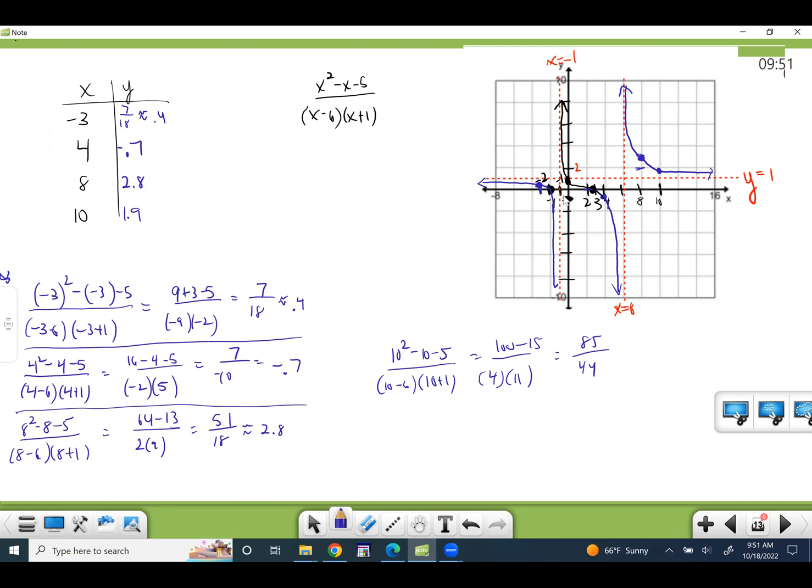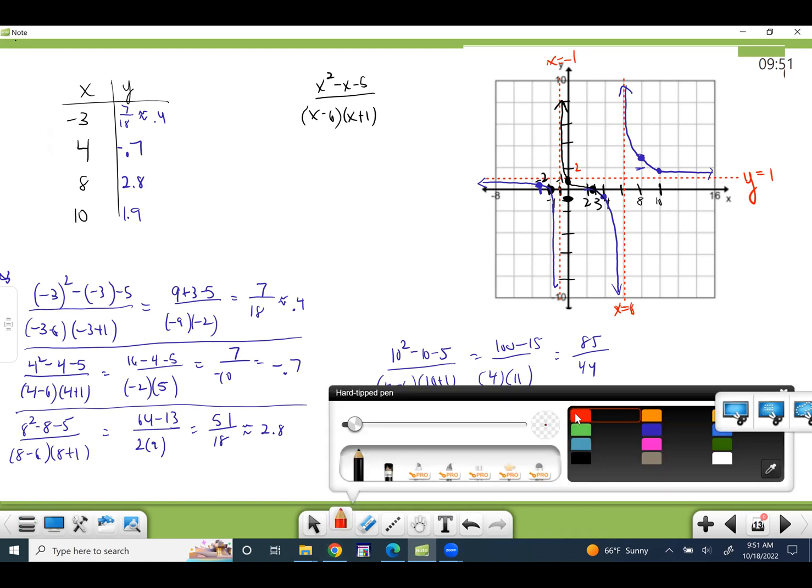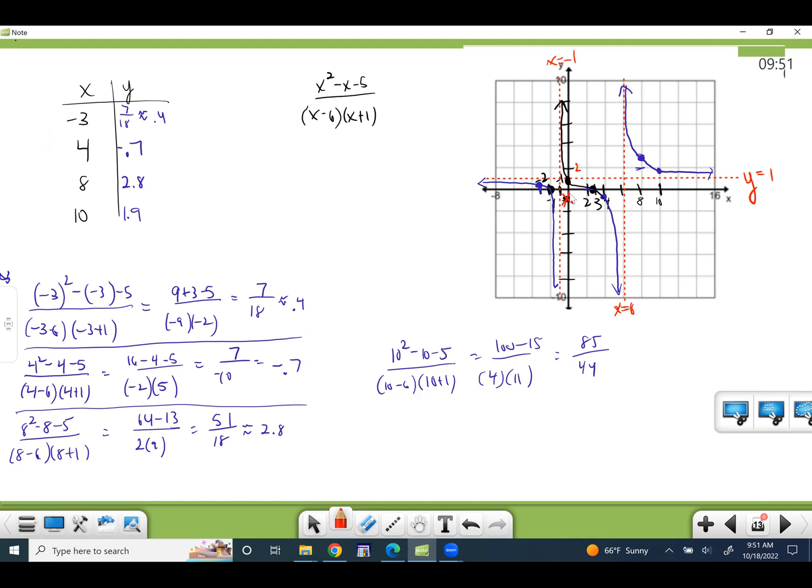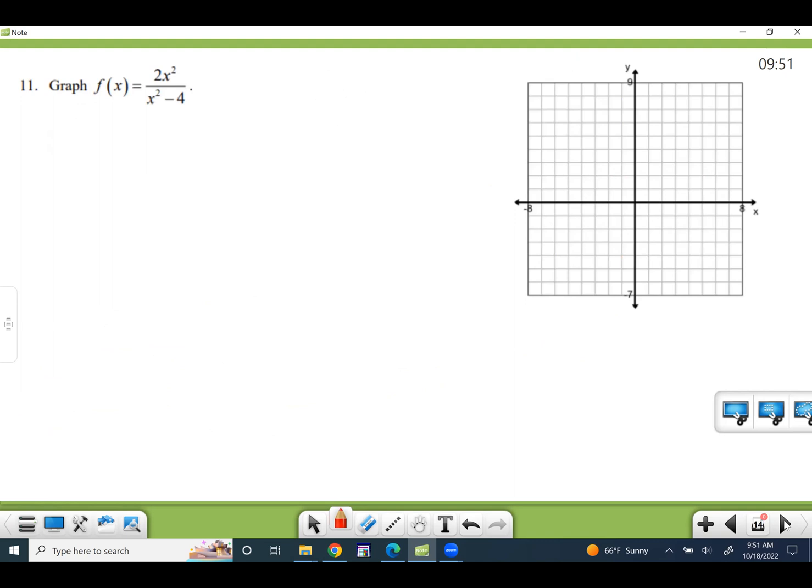Sorry about this stray point. I can't erase it right now because I did a screenshot of it. Maybe I'll put a little X through it just so we know. Ignore that dot. That was Mecklenburg's error. Okay. All right, let's try the next one.